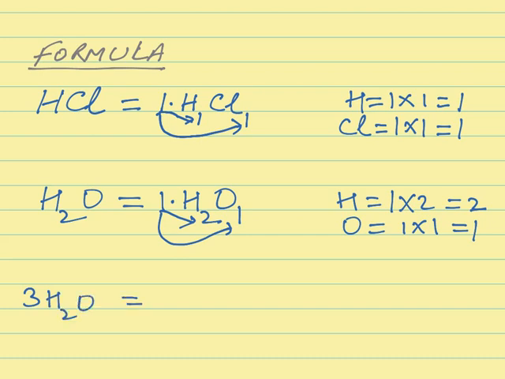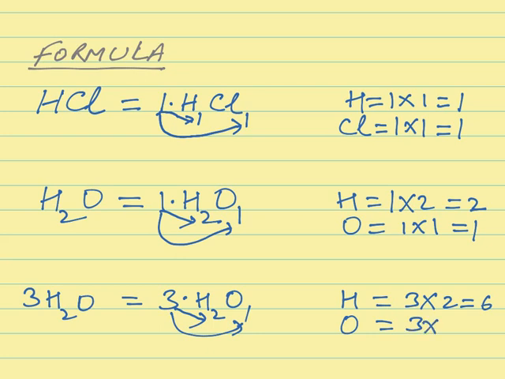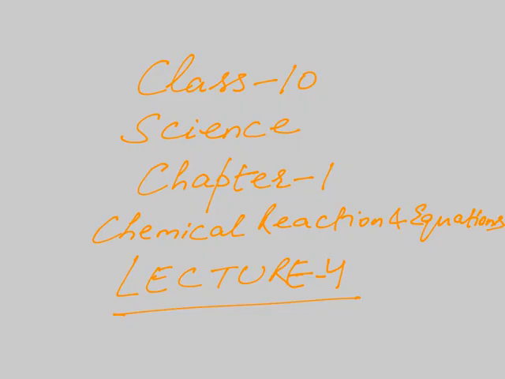3H2O, then we can write it like this: 3 into H2O1. Now again multiplying the respective numbers, this 3 with this 2, we will get the number of hydrogen atoms as 3 into 2, which is equal to 6, and likewise 3 into this 1 will give us the total number of oxygen atoms, which is 3 into 1 equal to 3. So in all, there are 6 atoms of hydrogen and 3 atoms of oxygen present in this 3H2O molecule.